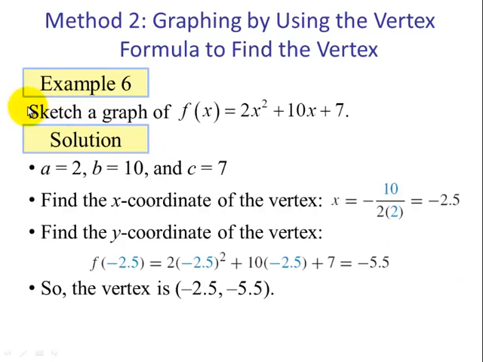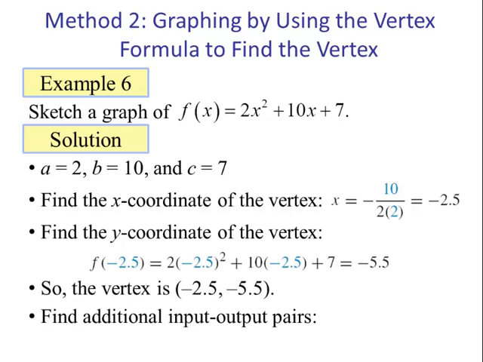Now to sketch the graph, we need to pick a couple of points to the left of the vertex and to the right of the vertex. So the numbers I'm going to use to the left of negative 2.5 would be negative 3 and negative 4, and 2 points to the right of negative 2.5, I'm going to use negative 2 and negative 1. So let's find those outputs.